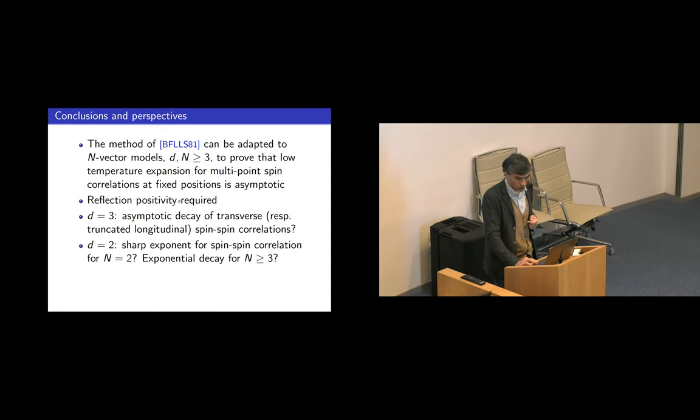In two dimensions, it would be nice to get a lower bound à la Fröhlich-Spencer with algebraic decay, but with the right exponent, or at least the right order in beta of the exponent. Now the upper and lower bounds obtained by McBryan-Spencer and Fröhlich-Spencer don't match, not even at the order in beta. The upper bound involves an exponent of order 1 over beta, and the other one 1 over, say, square root of beta. The other very big open problem is the proof of exponential decay of spin-spin correlation in two dimensions and three or more components of the spin.